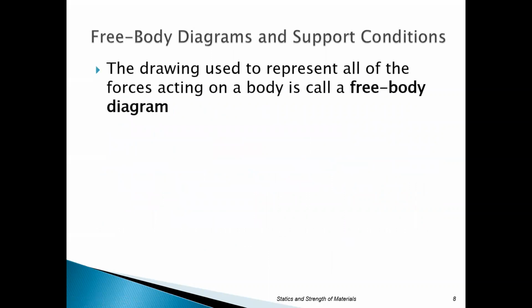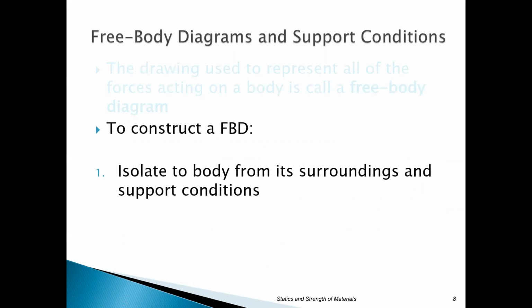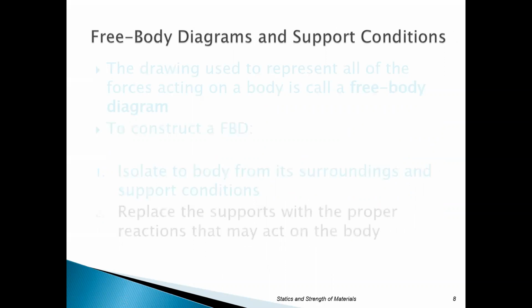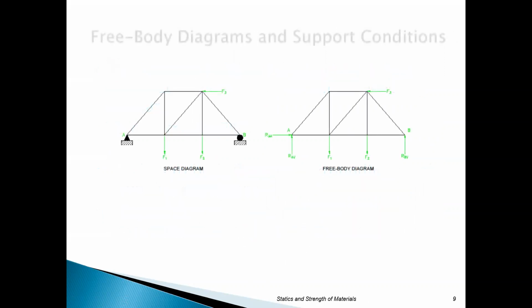So drawing free body diagrams, I think we covered that pretty well. You can basically isolate your body, and that's where it gets the term, and then you put the proper supports in. So supports are all critical as well. So this was an example. This is called a space diagram. It shows you your potential supports here, and you've got to recognize what that is and what that is.